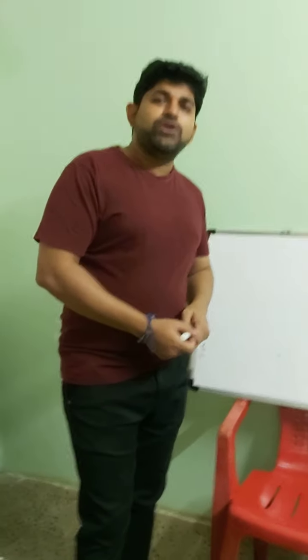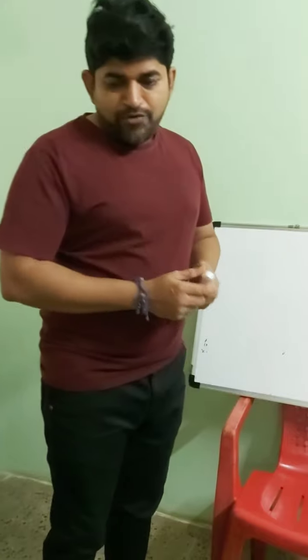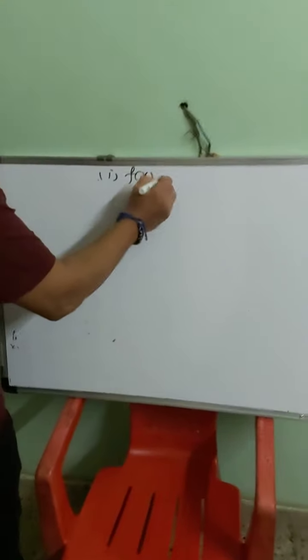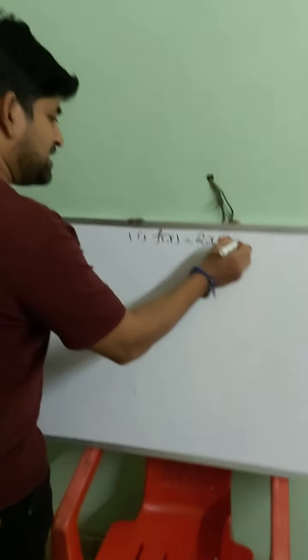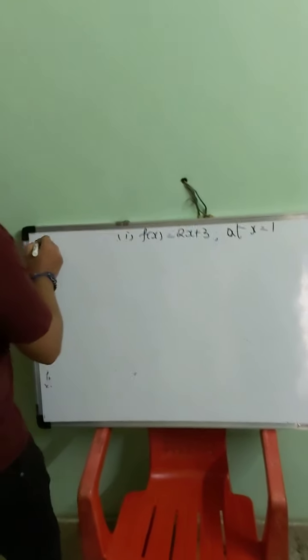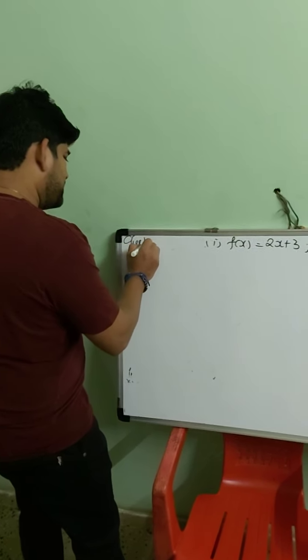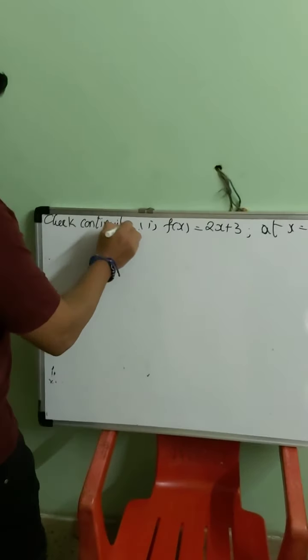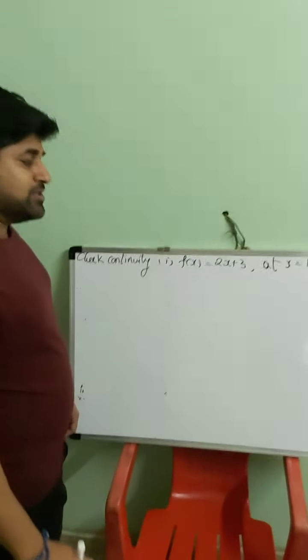Okay, now we are going to do some particular sums on continuity. The first sum is we have to check the continuity of the function f given by f of x equals 2x plus 3 at x equals 1. That is, we are given f of x equals 2x plus 3 and we have to check continuity at x equals 1.